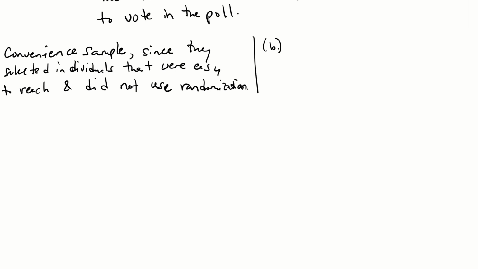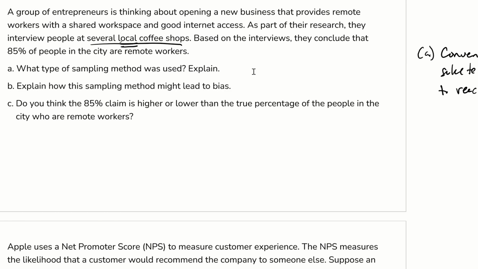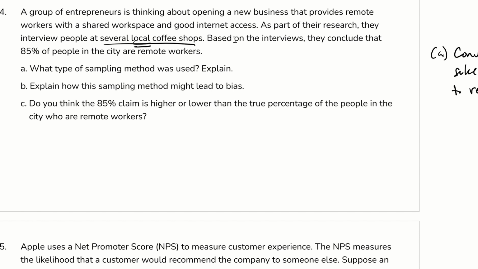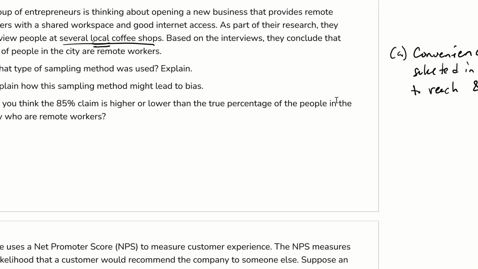Well, so if you're talking about opening a new business that provides remote workers with a shared space and good internet access, right? Well, and then you go ahead and interview people at local coffee shops. Well, think about it. Coffee shops usually have good internet access. They have lots of space for people to work. Maybe order coffee and work. So it's probably likely to have more people that are remote workers or people that need to use the internet, right? So than people who are not at the coffee shops. So there might be some kind of variable involved there.